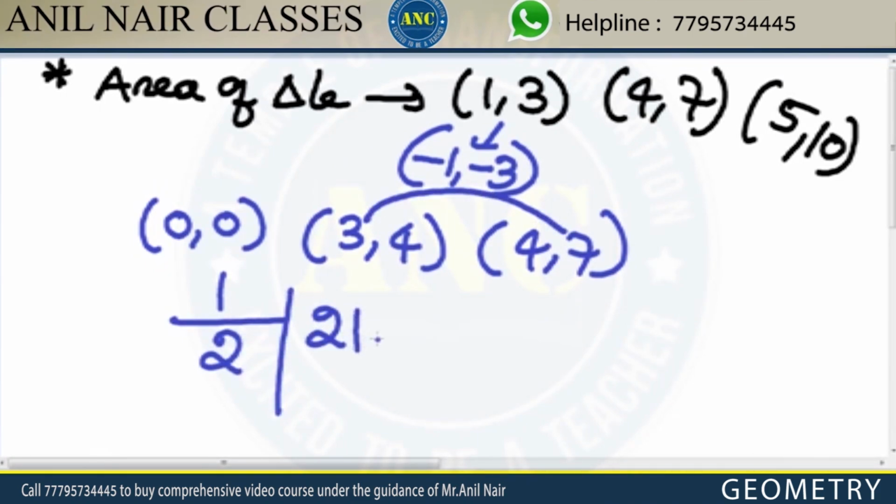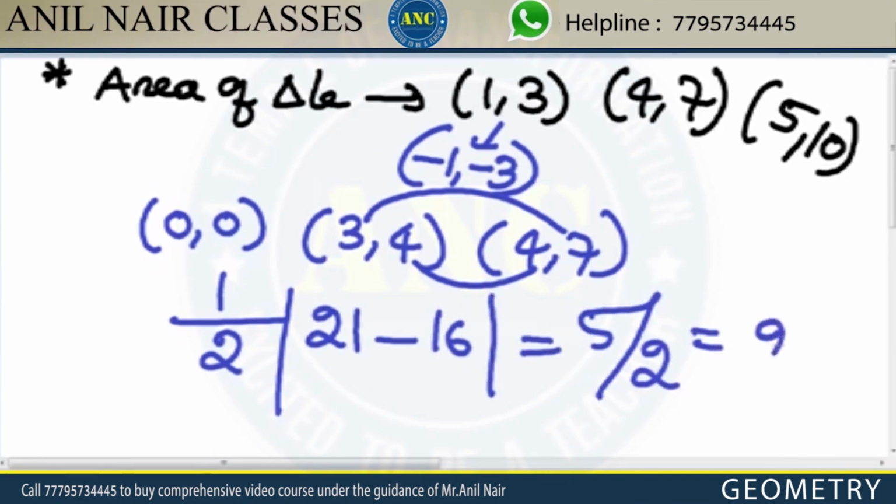Next is (4, 7). The area is half of x1 y2 minus x2 y1. 3 7s are 21. 4 4s are 16. 21 minus 16 is 5. 5 by 2 is 2.5.